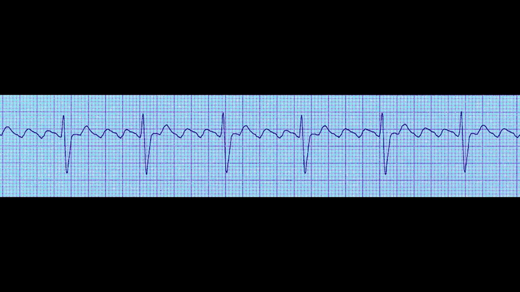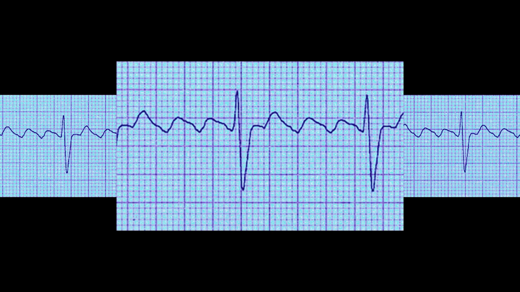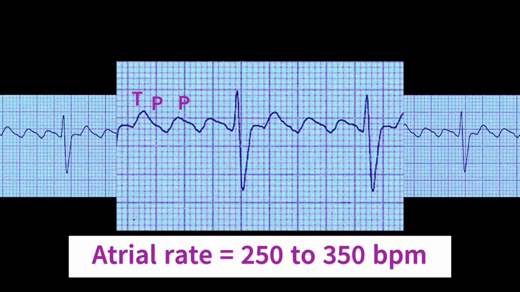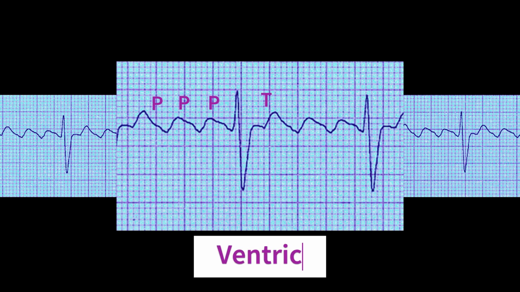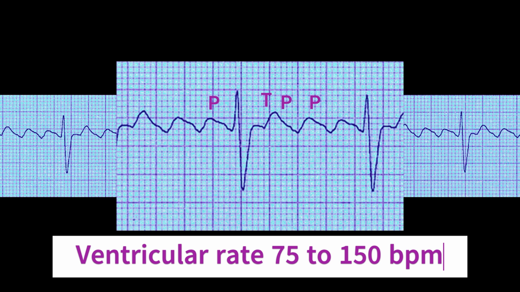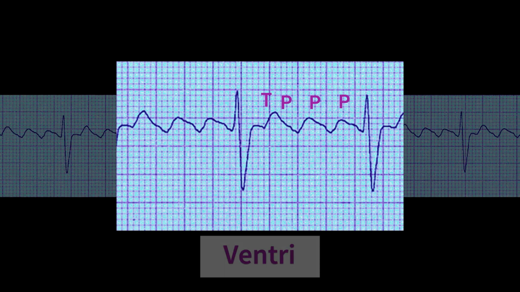Atrial flutter is a type of cardiac arrhythmia characterized by a rapid, regular atrial rhythm, usually 250 to 350 bpm, and a slower and usually regular ventricular rhythm with a ventricular rate of 75 to 150 bpm.